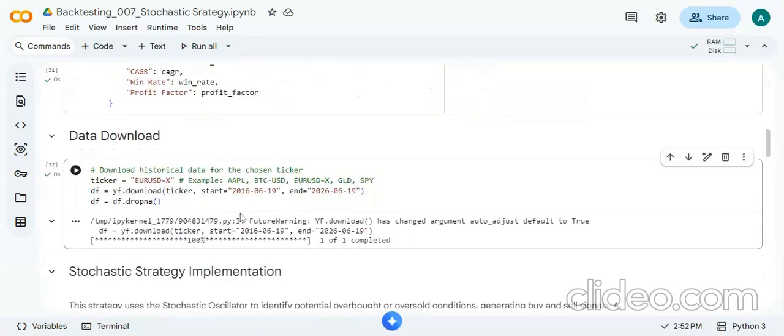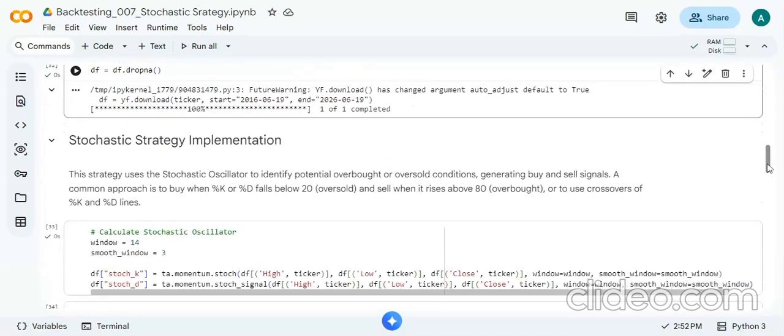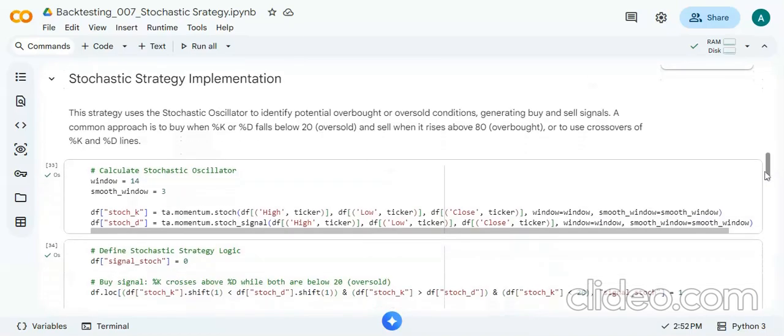And as I mentioned, today we're going to consider the Euro USD pair. This ticker name is EURUSD=X. This is the official one we are getting from the Yahoo Finance platform. Our date period, our time frame, let's say, is 19th of June 2016 till 19th of June 2026. So I'm covering almost all accessible data for 10 years. That's all. Okay, let's jump to our strategy, which I think is the most interesting part.